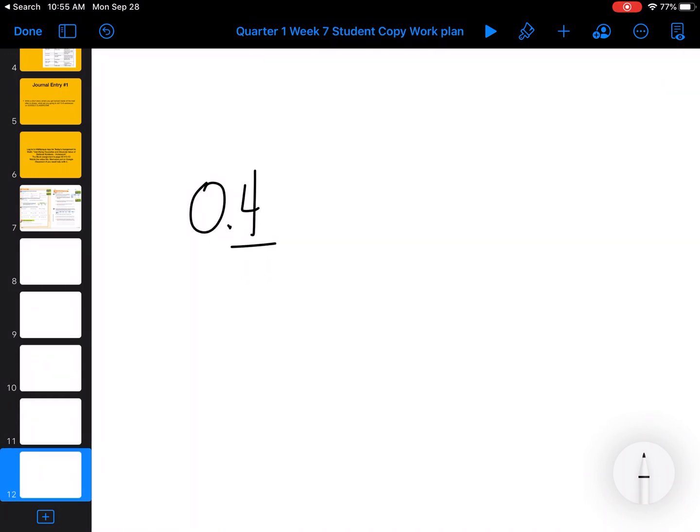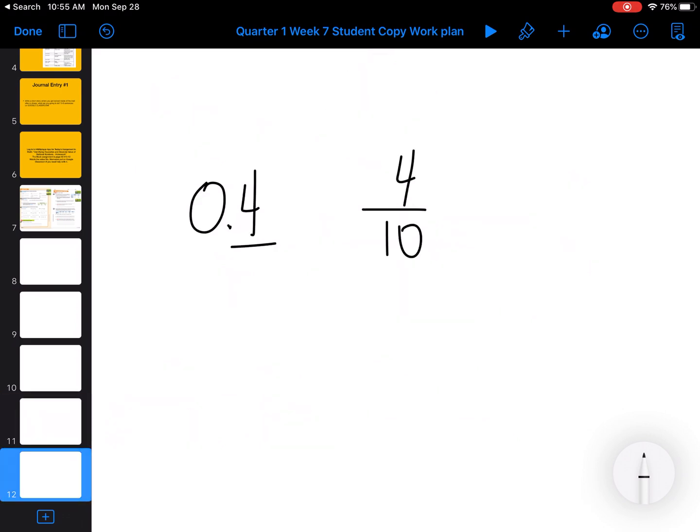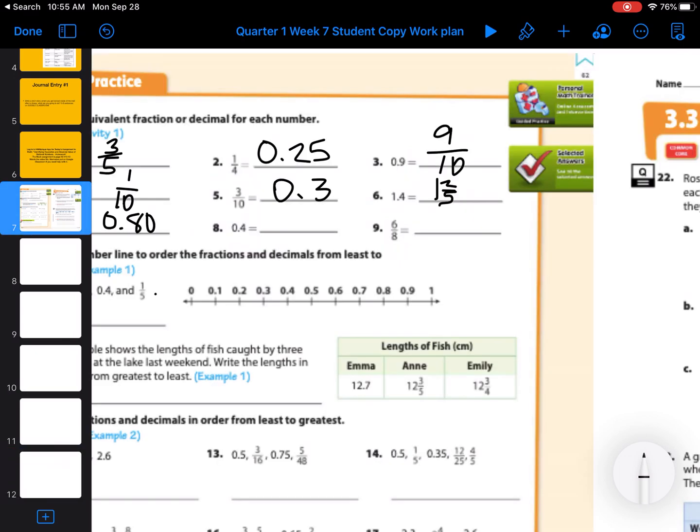So what place value is that 4 in? It's in the tenths. So we put it over 10. And didn't we just do one very similar to that? We just did it right up here. We simplified it, so we have our final answer already. It equals 2/5 because the numerator and the denominator can both be divided by 2.